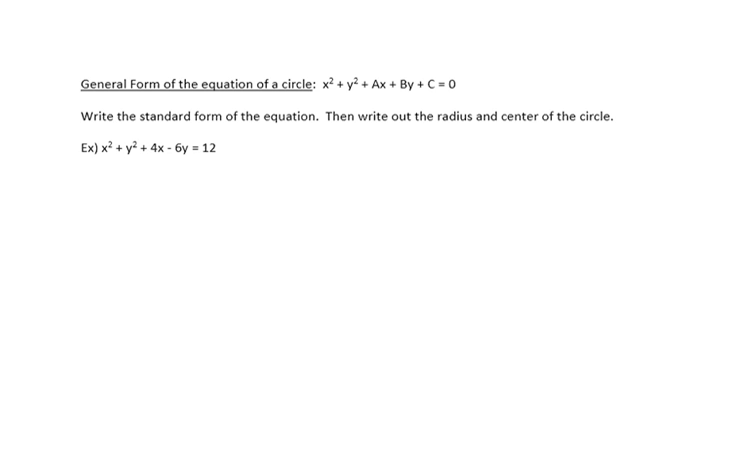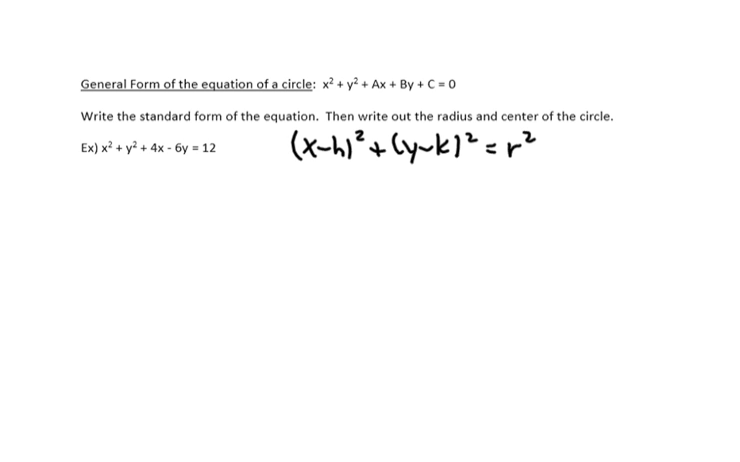We have no idea what the center or radius of this circle is right now, but we should be able to figure that out. But remember what the equation of the standard form of a circle looks like. It's (x minus h) squared plus (y minus k) squared is equal to r squared. Now, I do not have a perfect square trinomial. Do you remember how to get a perfect square trinomial? We need to complete the square.